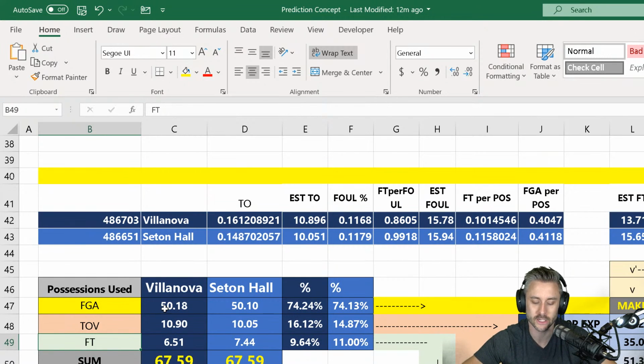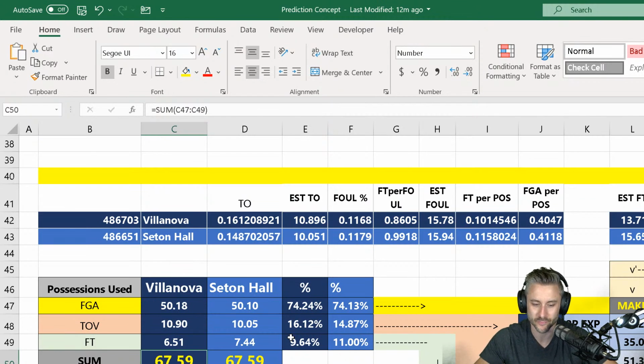So in order to calculate the probabilities of how the 67.59 expected possessions in the game are going to end, you've got to do some work. And I had to brainstorm. I figured this all out myself, right?